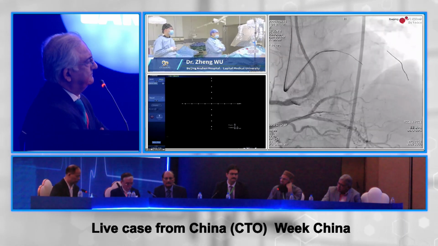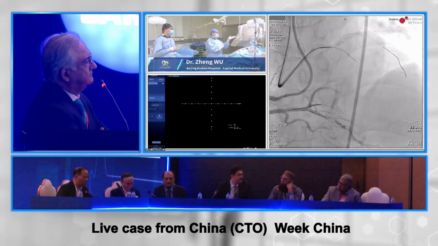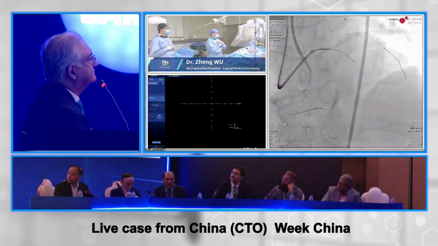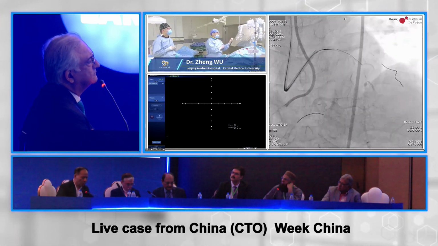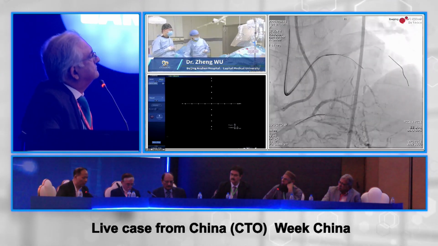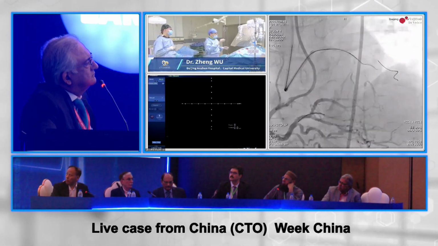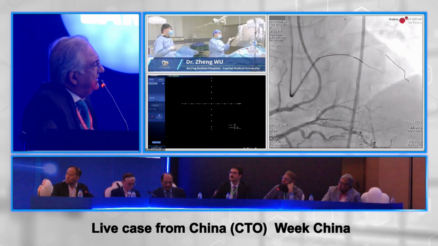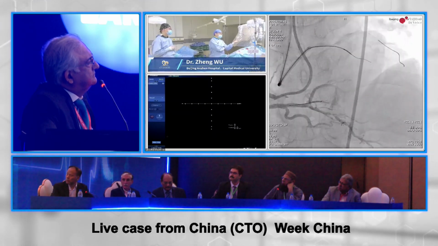At that time, I could perform the parallel wire technique because I think the true lumen just entered the wire. But the hand feeling told me the wire is not in the false lumen, it's in the true lumen, because there's no resistance feedback from my hand. So you can see that I can send the wire easily to the side branch, to the diagonal. So I think the wire is in the true lumen, maybe in the plaque, in the true lumen, not in the subintimal space.